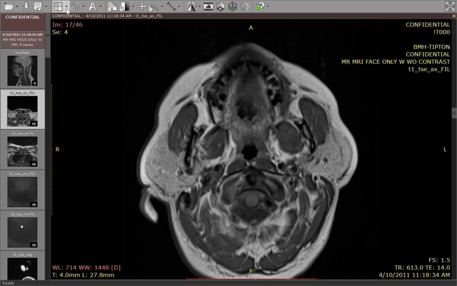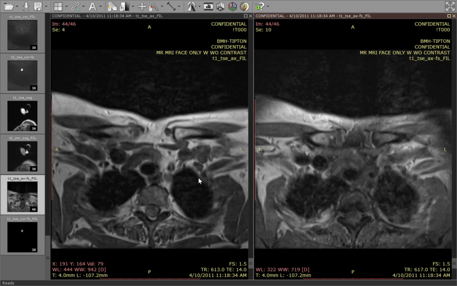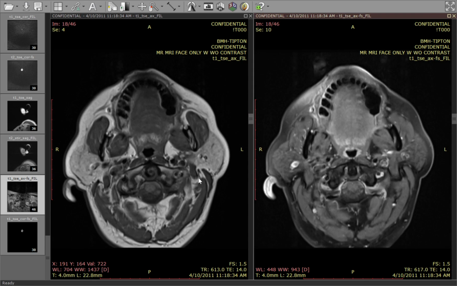So let's see what that looks like after contrast, since that's what they did here. Not that they needed to. They didn't really need to get an MR at all. But let's compare T1 and T1 post-contrast with fat-sat. Let's scroll to that same level.